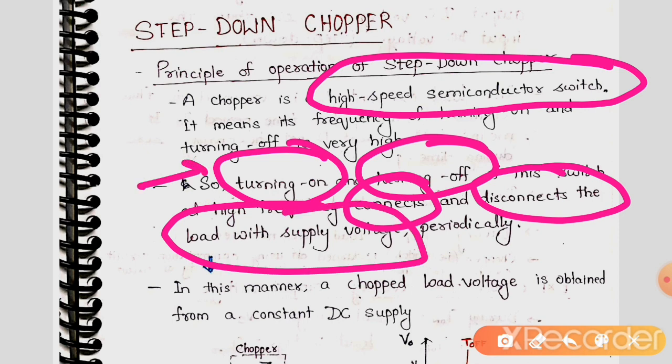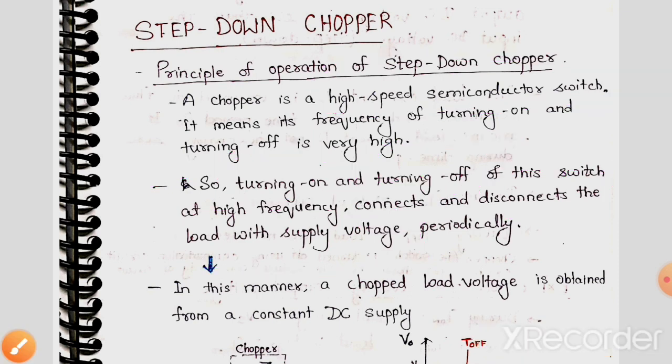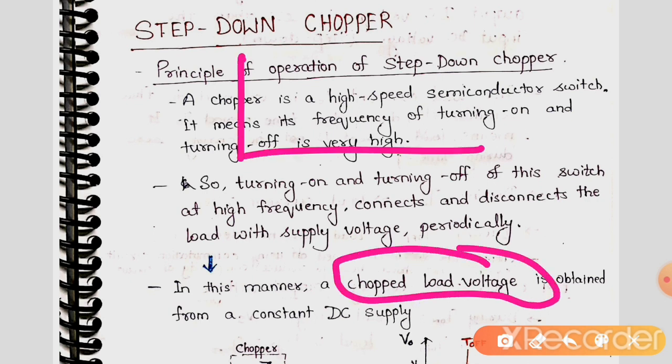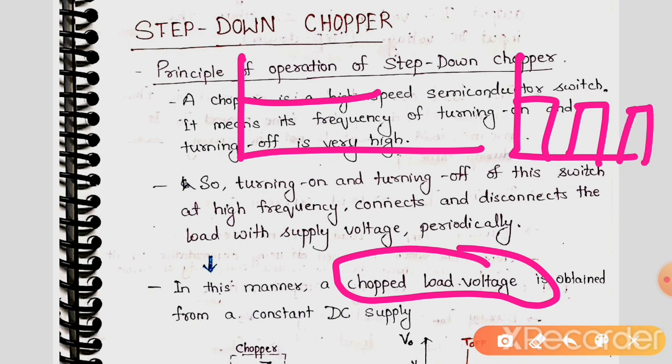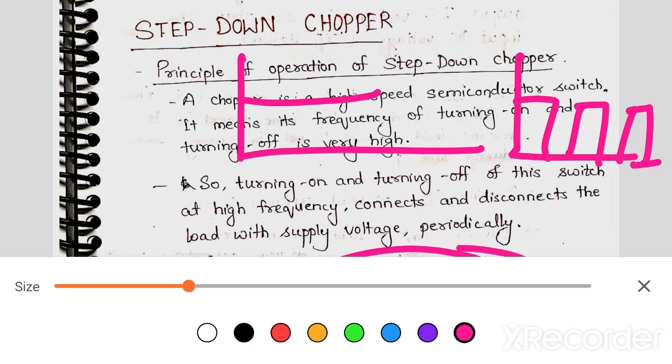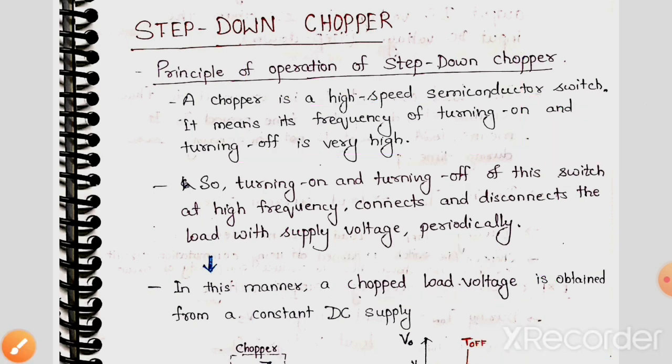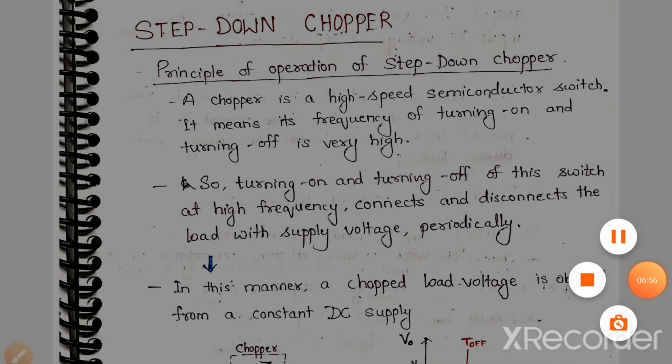By turning on or turning off this semiconductor switch, we are connecting or disconnecting the load with the supply, and hence we are getting chopped load voltage. The DC voltage which is given as input, by turning on or turning off the switch, we are getting a chopped DC voltage, and hence the average value of this DC voltage will be somewhat other than the input DC voltage. That is the basic working principle of step down chopper or step up chopper.